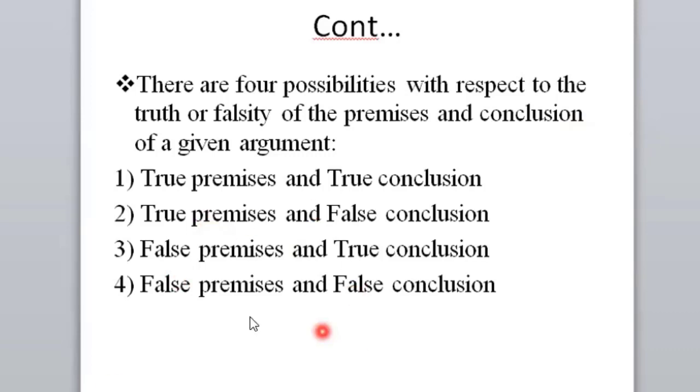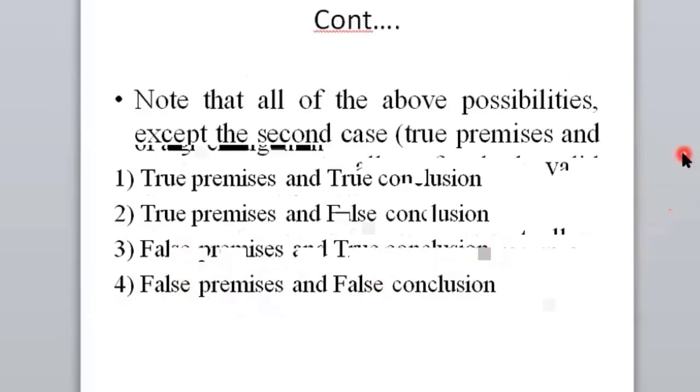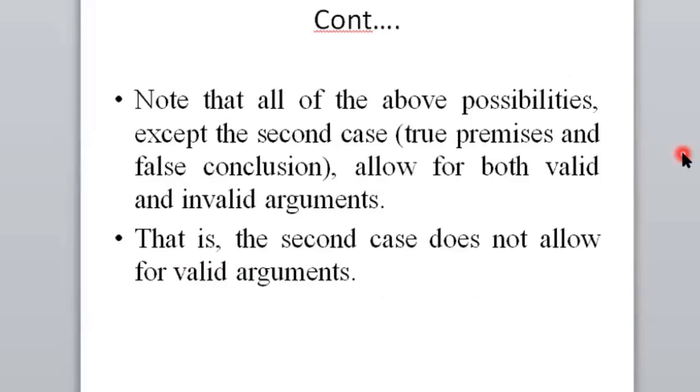The third possibility is that we may have false premises and true conclusion. The fourth possibility is that we may have again false premises but a false conclusion. These are the four possibilities with respect to the truth and falsity of the premises and the conclusion in a given argument. Having this in mind, let's look at the next issues which are related to these possibilities.